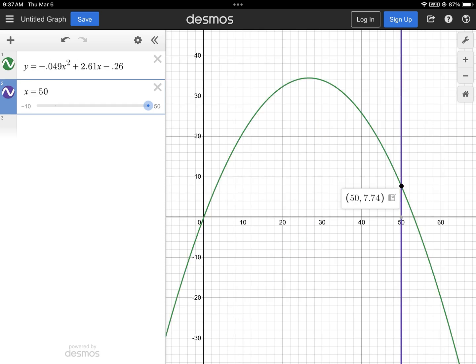So here we put it in our yellow calculator. We got our equation. We said x equals 50 because that's speed. And here's your fuel economy. That is very, very poor fuel economy. So we would say 7.74.